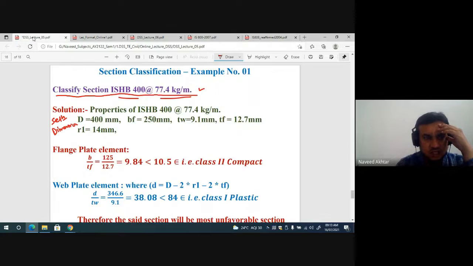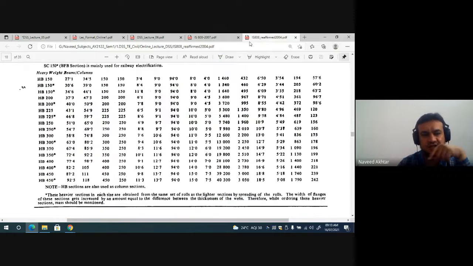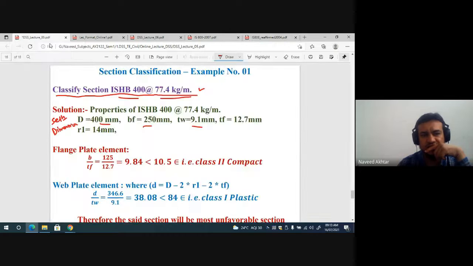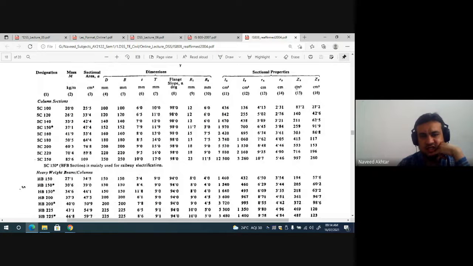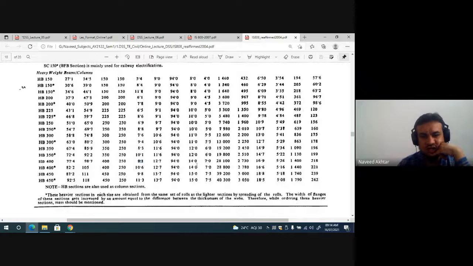So we'll check that you have written it properly. Depth is 400. Okay, BF is given as 250, and tw is 9.1 as it is given here, and then thickness of flange is also given, that is 12.7 mm, and R1 is 14 mm. You can see here R1. You can come here, point R1. So the R1 value is 14, for ISHB 400.